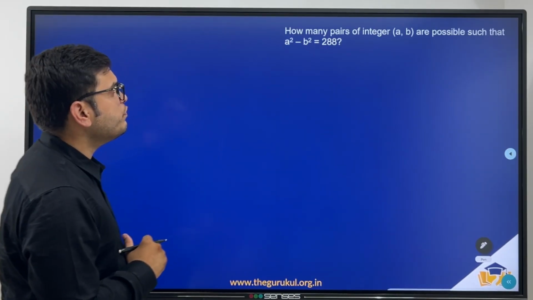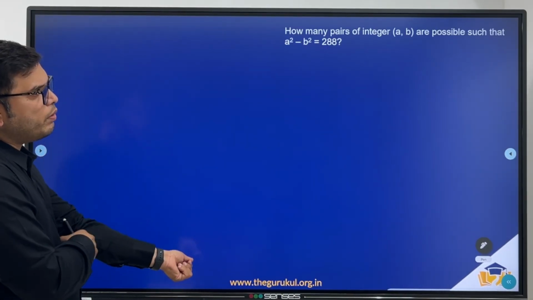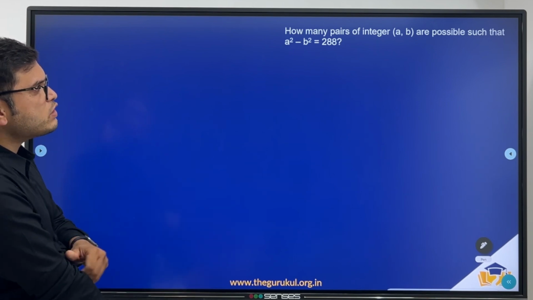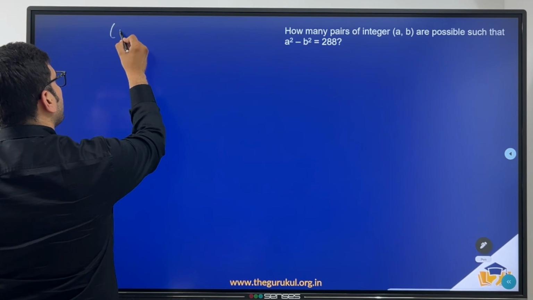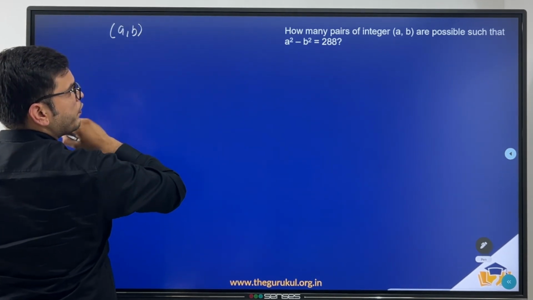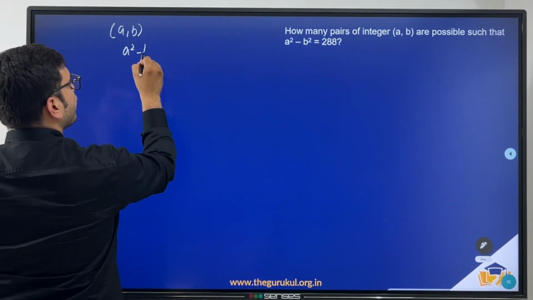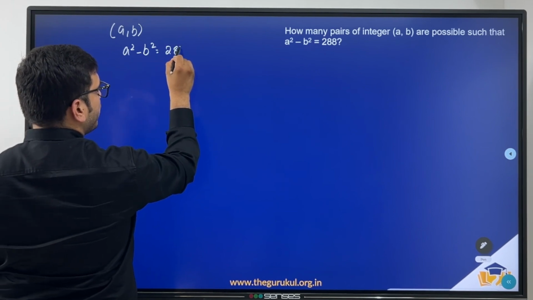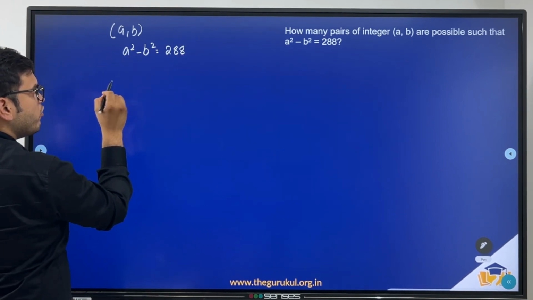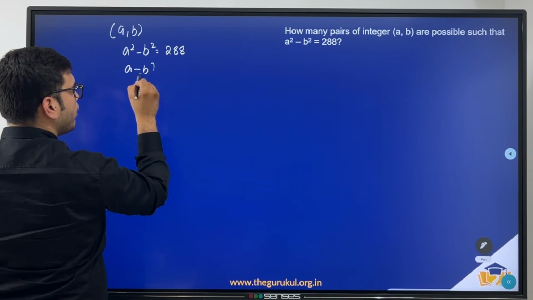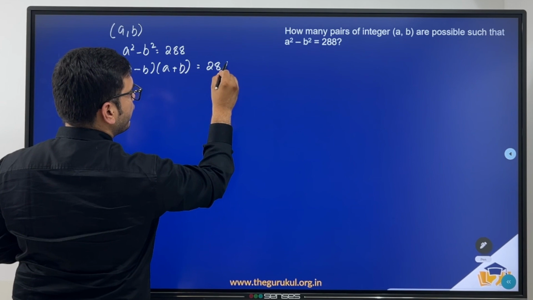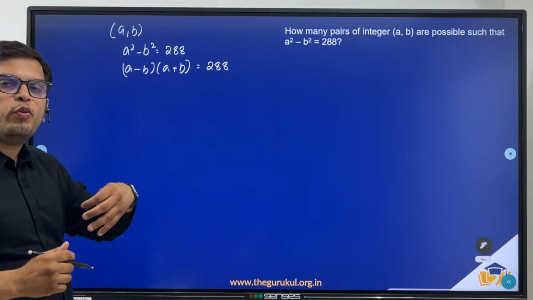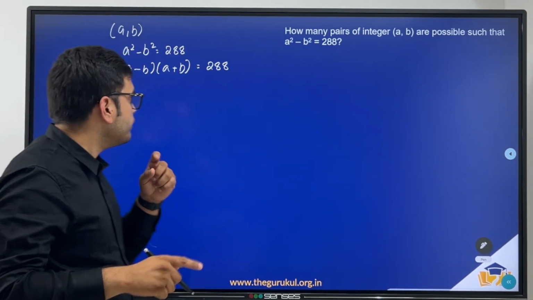Now coming to the third question, how many pairs of integers a comma b are possible such that a square minus b square is equal to 288? So we are asked to find the number of ordered pairs a comma b such that a square minus b square is equal to 288. Now I'll write a square minus b square as (a minus b) into (a plus b). Now this should be 288. Now let's factorize 288. Let's write 288 as a product of two factors, right?